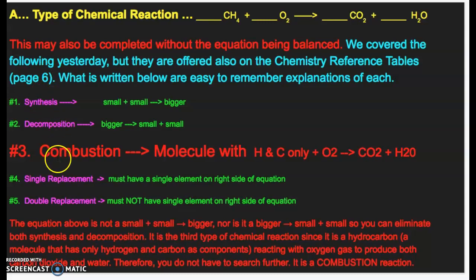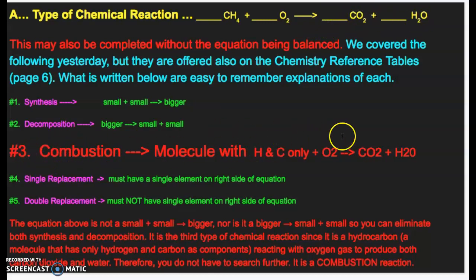Type of chemical reaction. As you can see, it's combustion. But let's see why. Yesterday we went over the abbreviated ways to remember these easily. We said that synthesis was small plus small is bigger, and decomposition was bigger breaks down to smaller, and combustion had to be a molecule of a hydrocarbon, which means it's a molecule that only has hydrogen and carbon as components. And this is correct here, it is a hydrocarbon. And it has to react with oxygen gas, which is what this is, to produce just carbon dioxide and water. So this is exactly what it is.